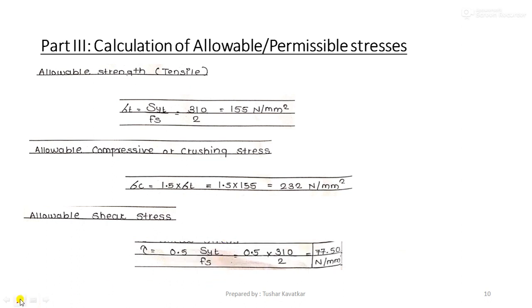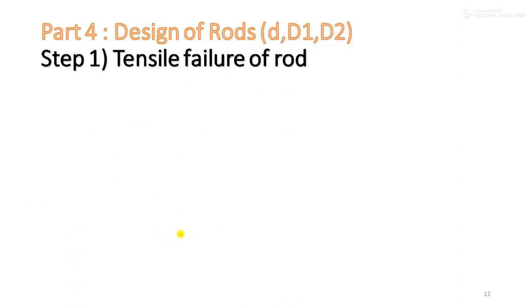So in this way, we have to first of all calculate the allowable strength, that is the allowable tensile, allowable compressive or crushing strength, and allowable shear stress. I hope it is clear to all of you. Okay. Now part 4. In part 4 we will start with the stress analysis or the design analysis, right?